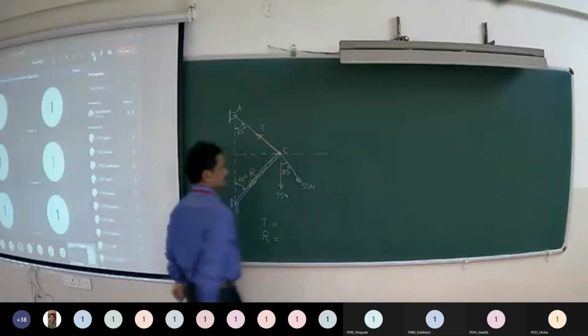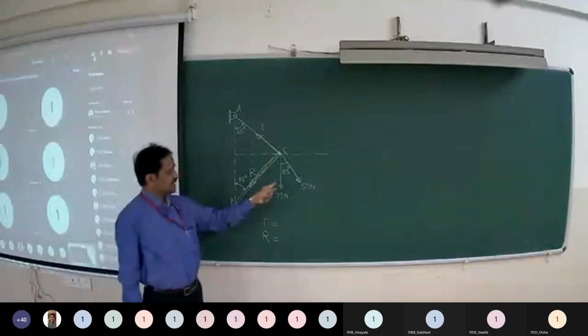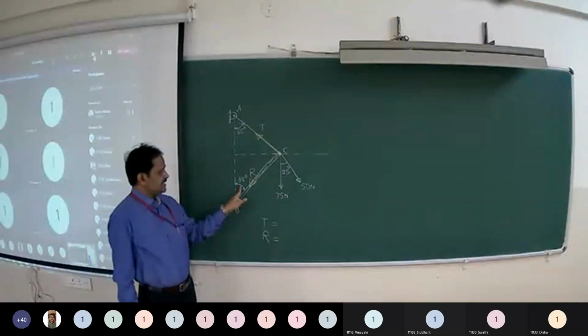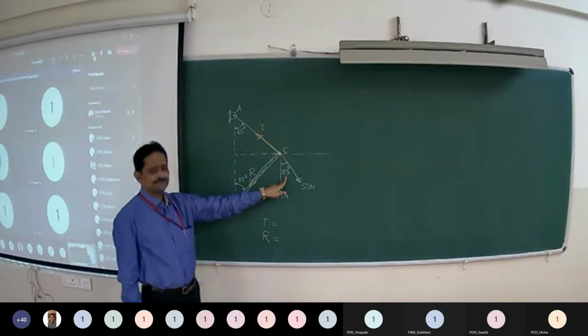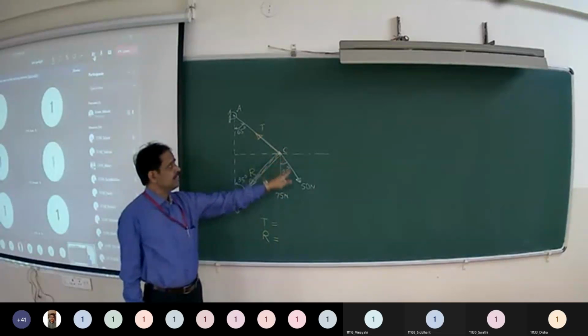Sir, is the 50 Newton force perpendicular to the beam? From the geometry, you can find out the angle. See, here it is 35 with respect to vertical, so it is 35 plus 25. How much? 60. So it is not perpendicular.